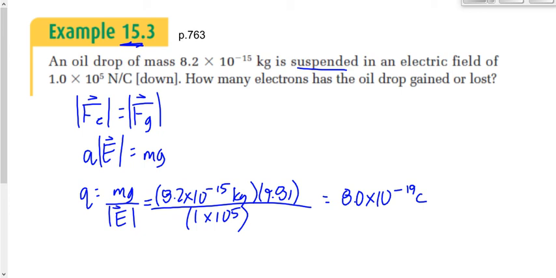So that's not what I'm looking for, but I'm close. How do you get the number of electrons from that? We've done this a bunch of times now, right? Yep. Good. We're going to find the number of electrons by taking that value and dividing it by the elementary charge.